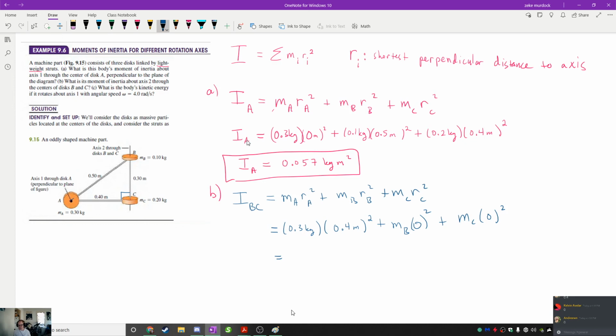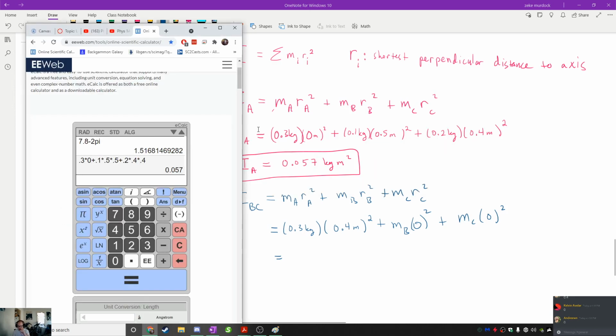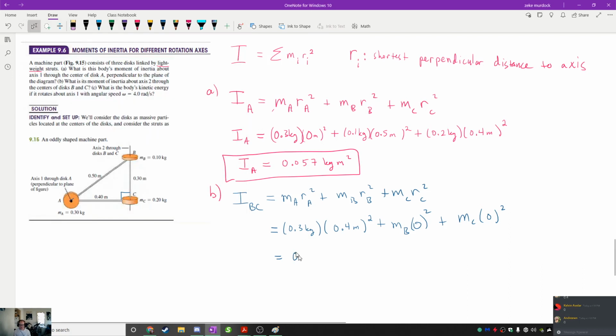0.3 times 0.4 times 0.4. So we get 0.048 kilogram meters squared. So what does this mean? Which of these two axes would it be easier to rotate the system about? BC, exactly. And that kind of makes sense because you're almost eliminating the inertias of these objects by putting them on axis right here.